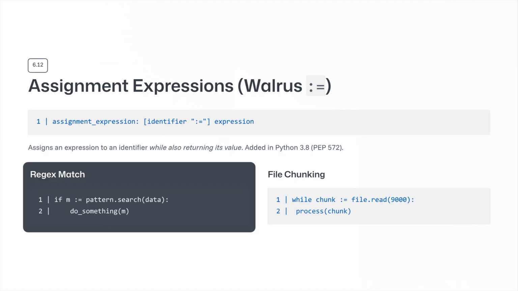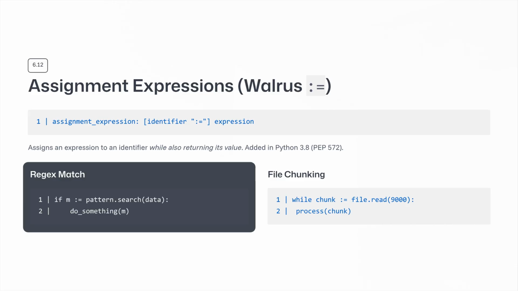Section 6.12. Assignment expressions. The walrus operator, colon equals. Line 1 shows the grammar, an optional identifier, colon equals, followed by an expression. It assigns a value to a name and returns that value in a single expression. Added in Python 3.8 via PEP 572.